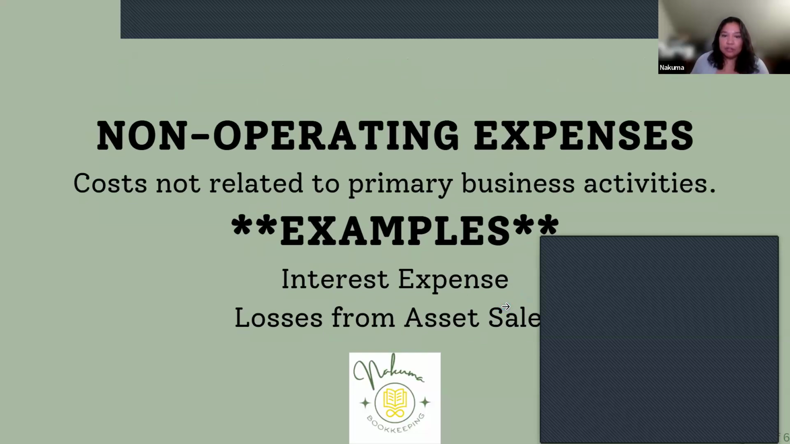Non-operational costs, primary assets, are interest expense on loans or debt, and the loss from an asset sale. Not always do we sell things back at the market price or the price that we bought it at, and that is actually an expense that you have to annotate for.